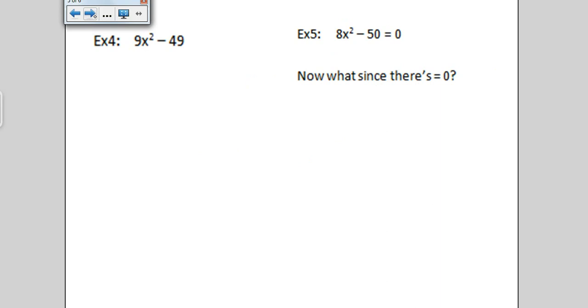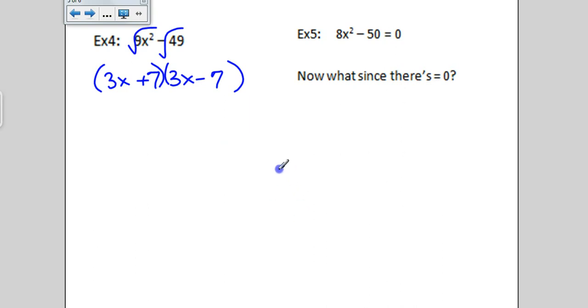Okay, example number 4. I think we have another difference of two squares. There's nothing in common, so we're just going to think about taking the square root of both of them. So we get 3x and 7. And then the rule says one's positive and one's negative.